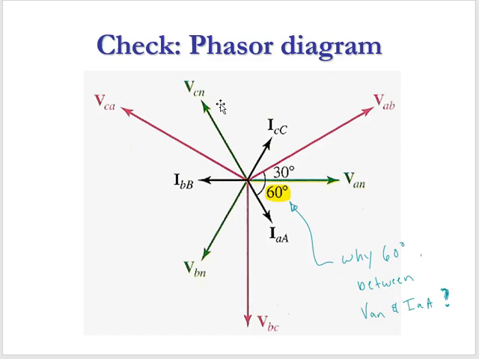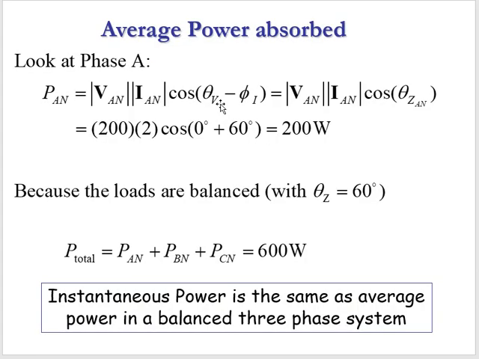So what we haven't looked at yet was the power. If we want, we can look at the power in just one phase because we have a balanced source and a balanced load. So our power equation is the magnitude of the voltage times the magnitude of the current times the cosine of the difference of the two angles. The difference of the voltage angle minus the current angle is the impedance angle in that AN phase. So that impedance angle was 60 degrees.